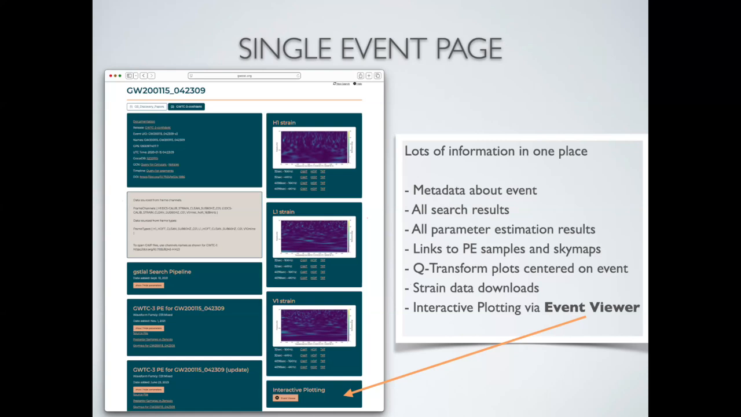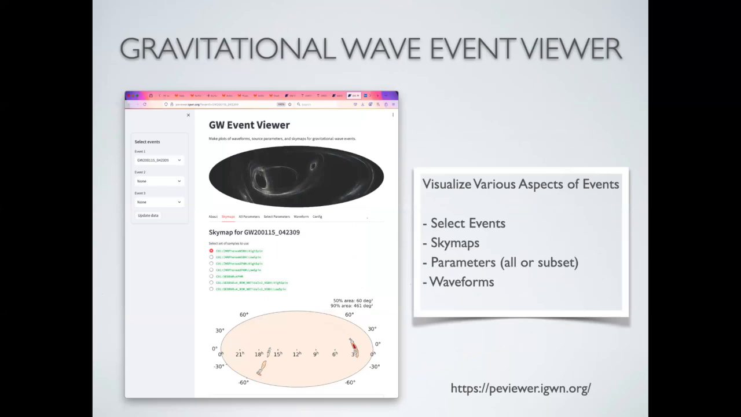And if you click on that, it takes you to an off-GWOSC site page at previewer.igwin.org that gives you a lot of information about individual events. You can select the event here. You can select up to 3 events. You can look at the sky maps, all of the parameters, a subset of the parameters. You can see the waveform reconstruction and a lot of other very useful information that you can find and play with in this really entertaining website that's linked from each event.